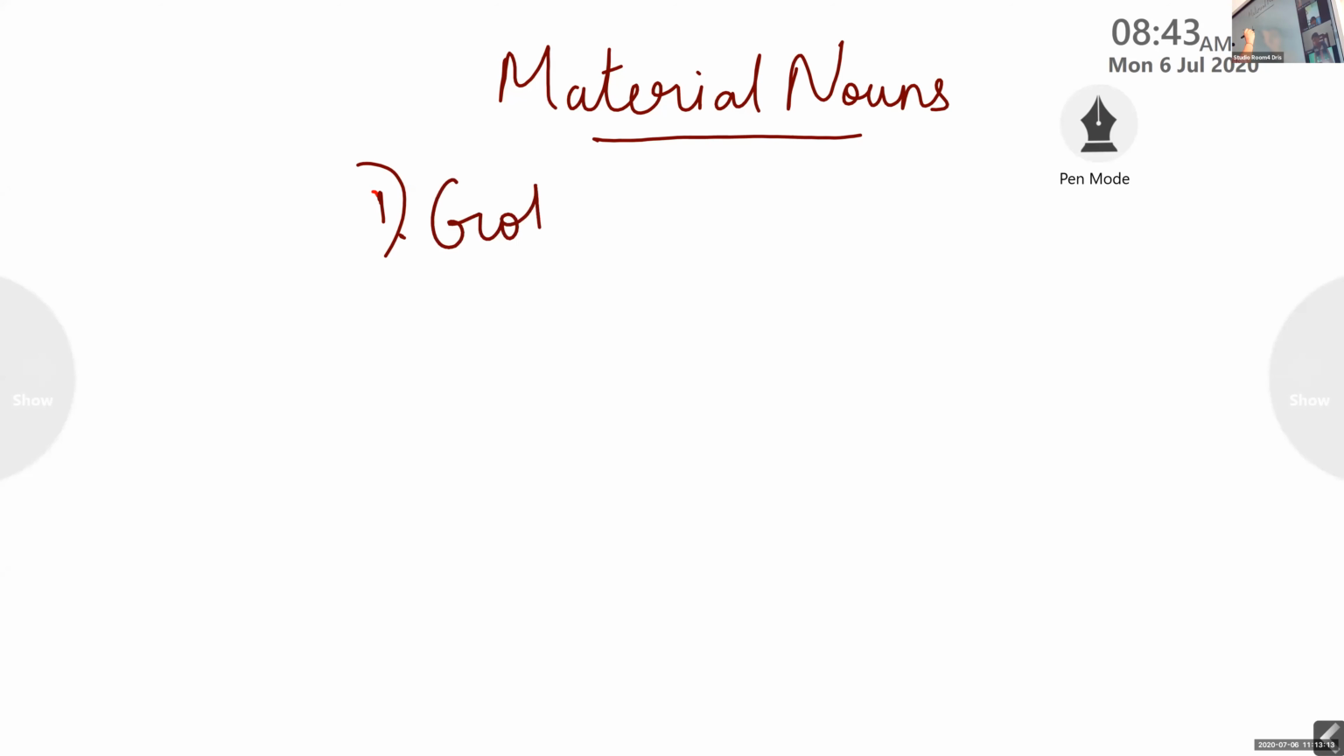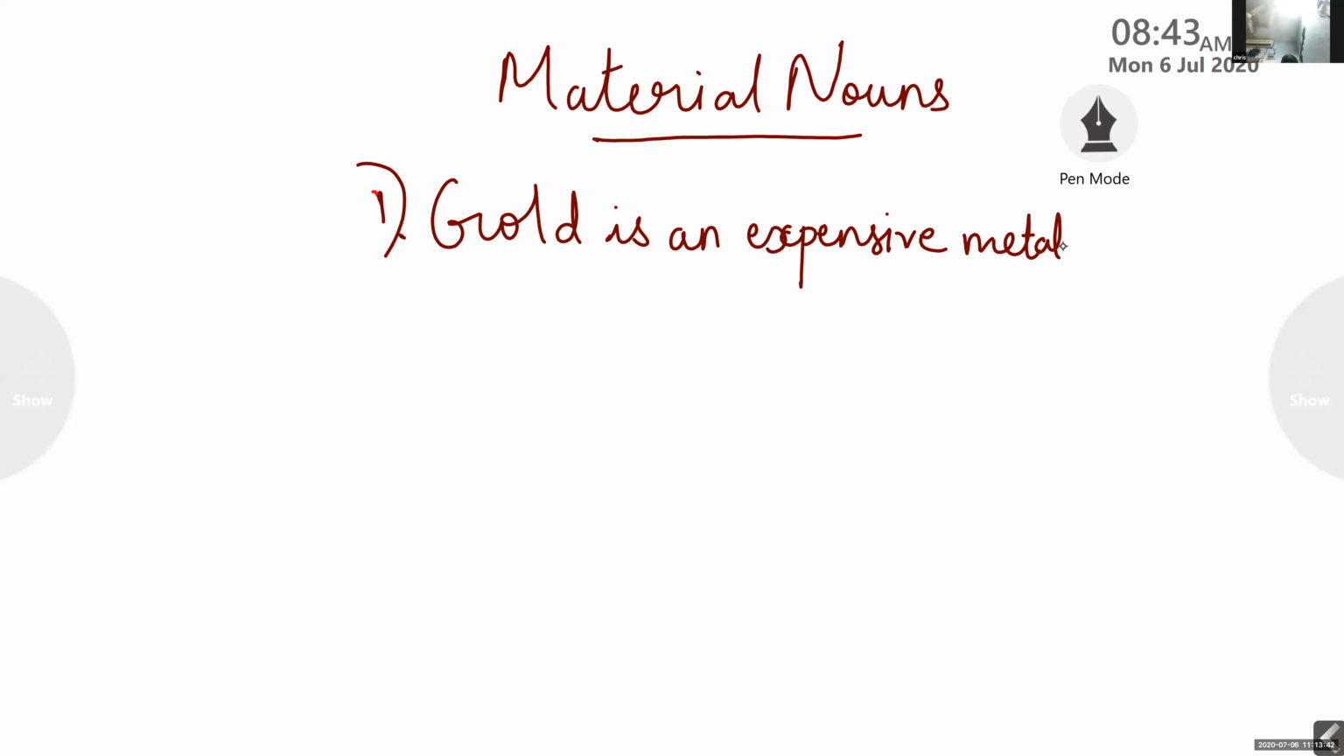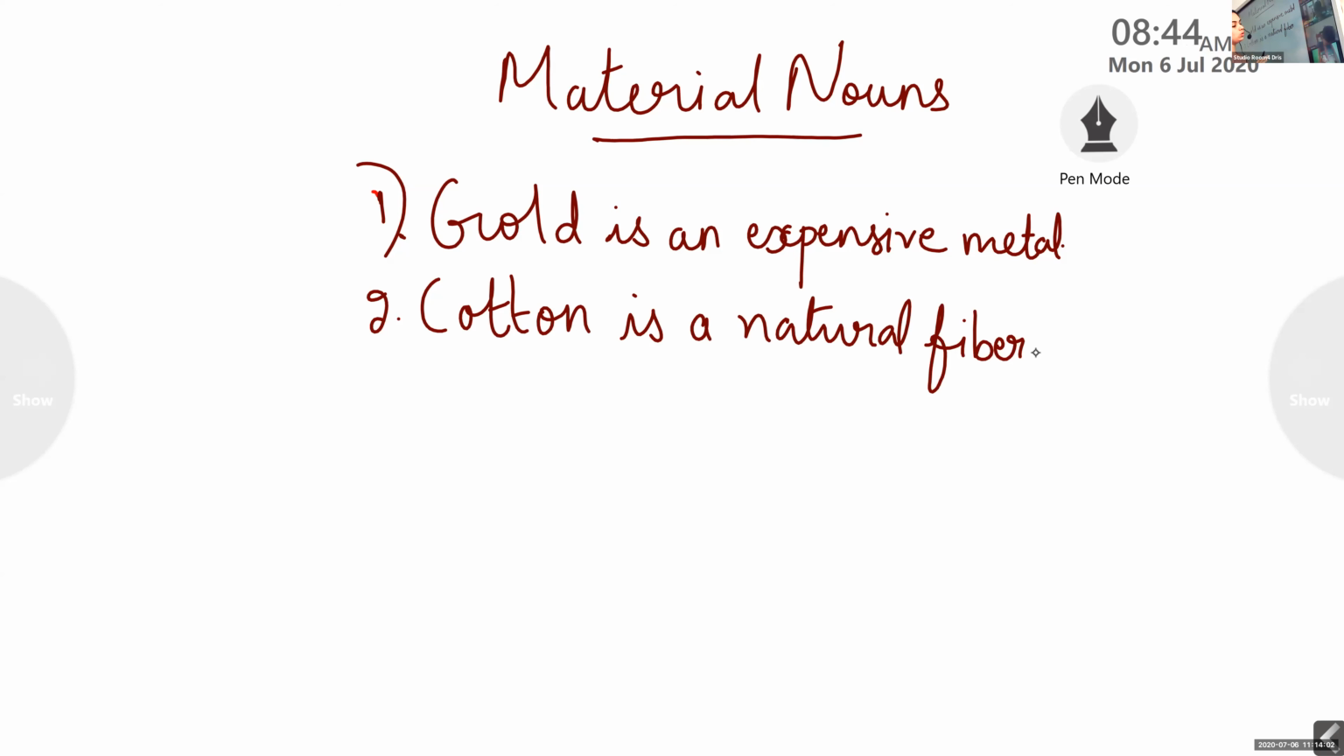You don't have to write the whole sentence. You can just find the material nouns of these sentences and write them in your rough book. Okay? Not in the notebook, in the rough book. You don't have to write the whole sentence. Just pick out the material nouns. Just write in your rough book. Okay? Hope it's clear.